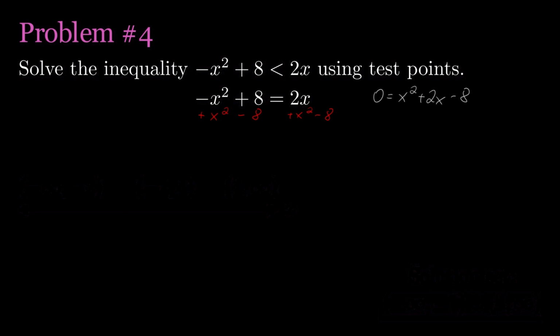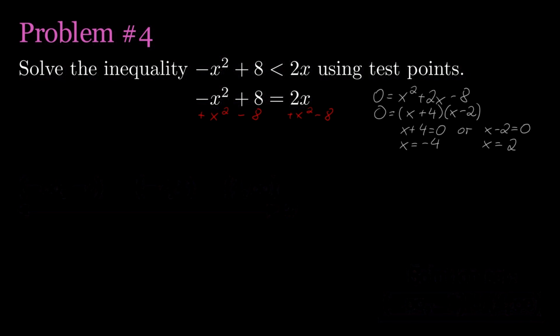Now we can factor that trinomial on the right-hand side as x plus 4 and x minus 2, because 4 and negative 2 are numbers that multiply to negative 8 and add to 2, still equals 0, and by the zero factor property, x plus 4 equals 0 or x minus 2 equals 0. The first equation, subtracting 4 from both sides, results in x equals negative 4, while in the second equation, if we add 2 to both sides, we get x equals 2.